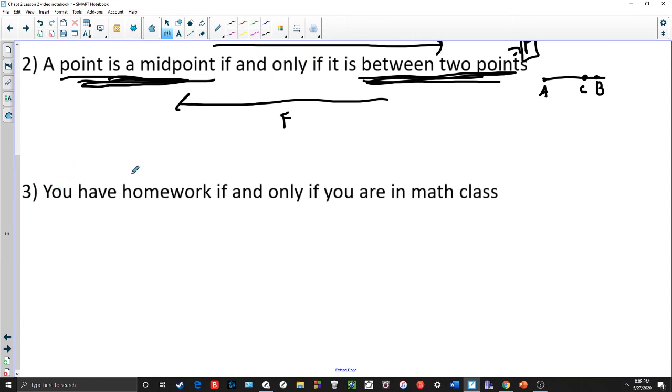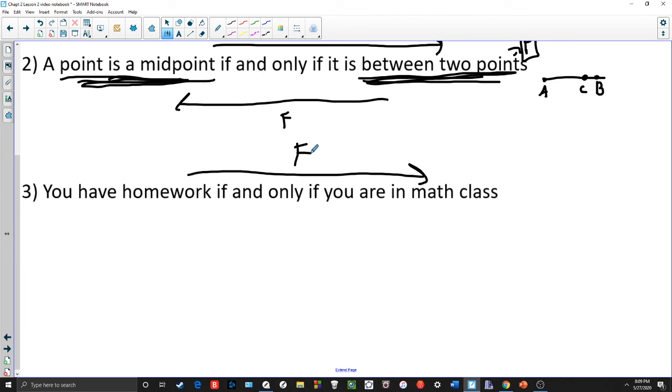So last one here. You have homework if and only if you are in math class. Let's go ahead and go forwards. So if you have homework, then you are in math class. Again, depends on who your teacher is, I guess. But if you have homework, then you are in math class. I believe that would be a false statement because you can probably have homework and not be in math class. Like you can be in English class or you can be in science class and have homework. So that would be a false statement.